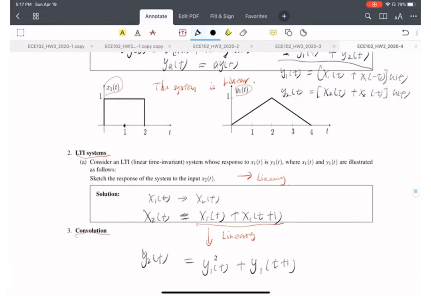So the y1(t) is here, and here we use the color red to denote y1(t+1). And we draw it on this figure as well. So this is minus 1. You see, previously the peak of the y1(t) is 1, corresponding to t equal to 2. Now it will correspond to t equal to 1. And here is the y1(t+1), and the black is the y1(t).